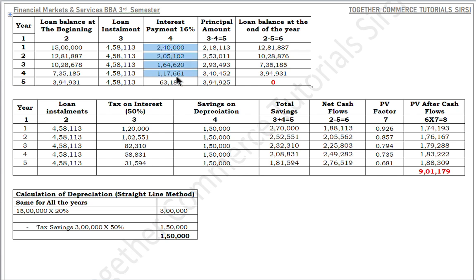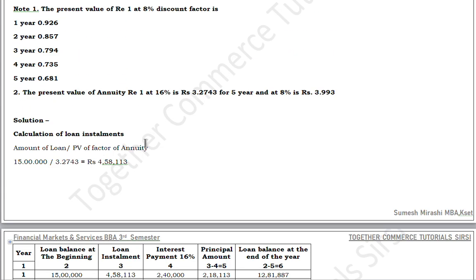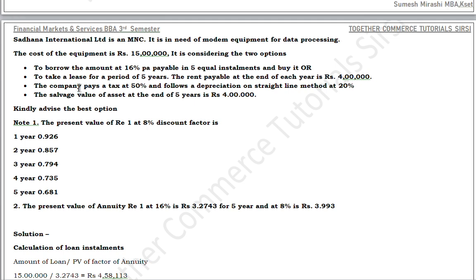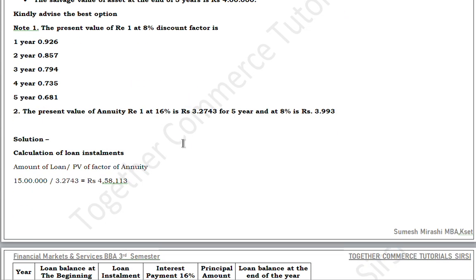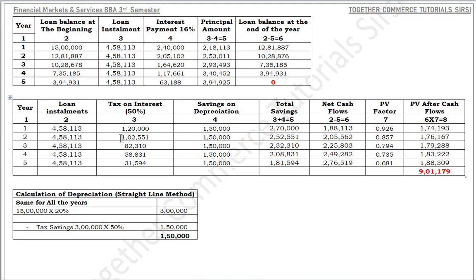From this table you should multiply it by 50%. For example, 2 lakh 40 into 50%. Why 50%? Because they have given here the company pays tax, so the tax savings on interest is 50% here. So 2 lakh 40 into 50% gives you 1 lakh 20. 2 lakh 5,102 into 50% gives you this. Then 1 lakh 64,620 into 50% gives you 82,310, and so on.